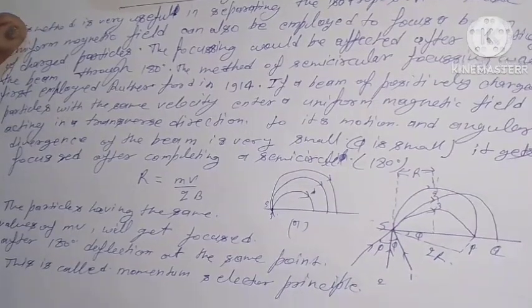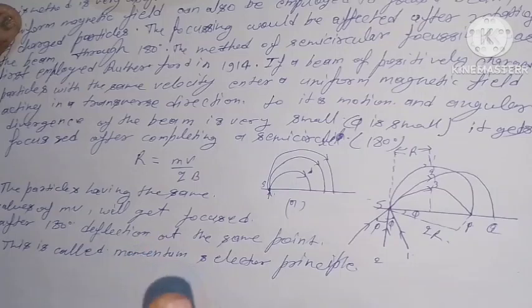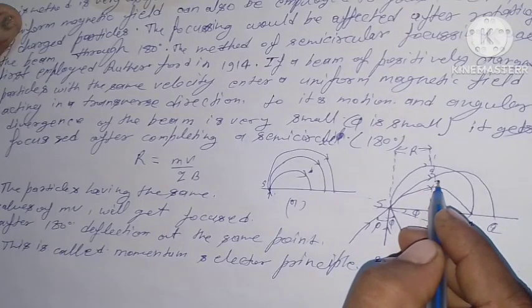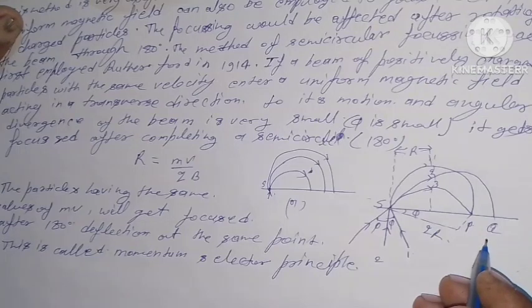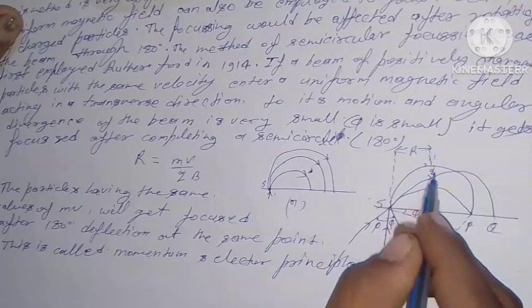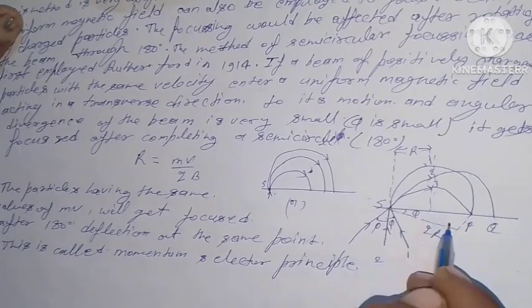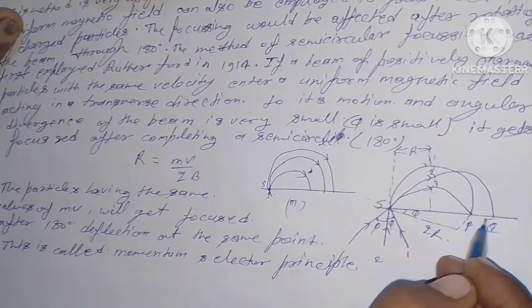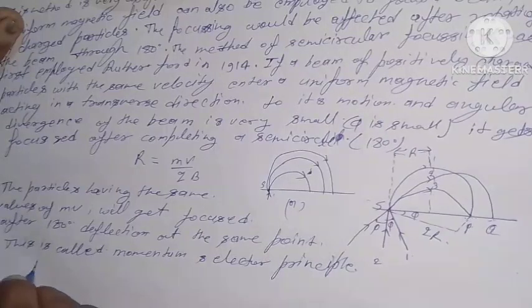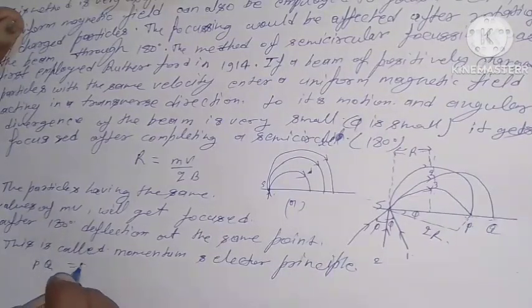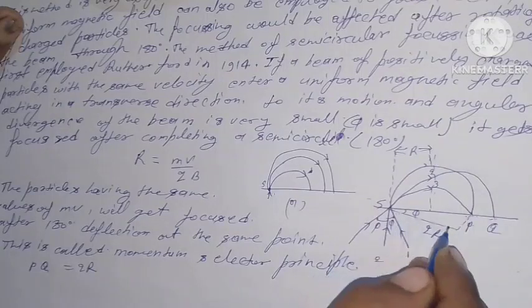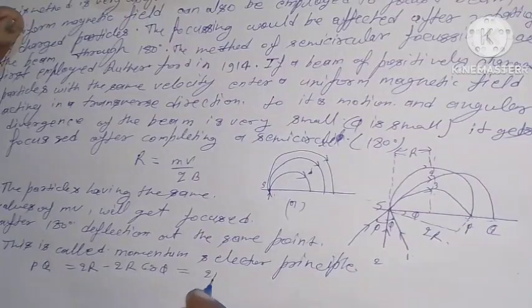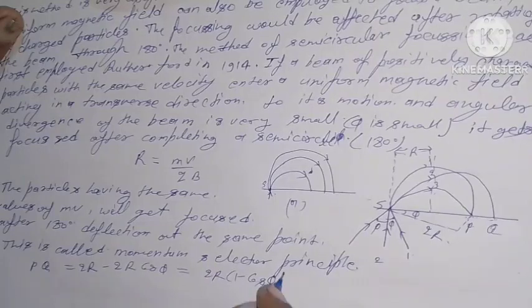Now consider that the beam is spread. The particles moving along path 2 are focused at Q, and particles moving along path 1 and 3 are focused at P. The distance PQ equals 2R minus 2R cos phi, that is 2R(1 minus cos phi).